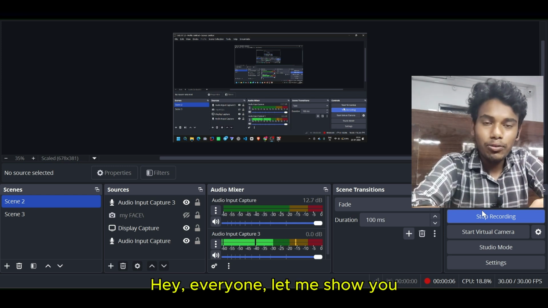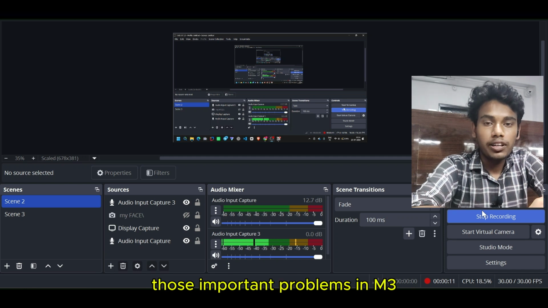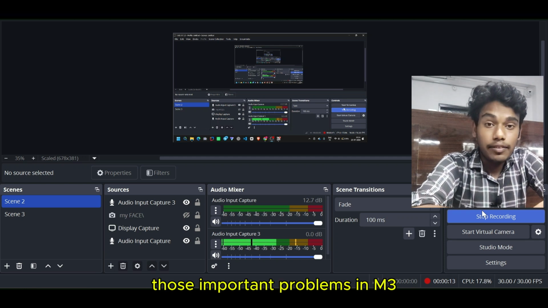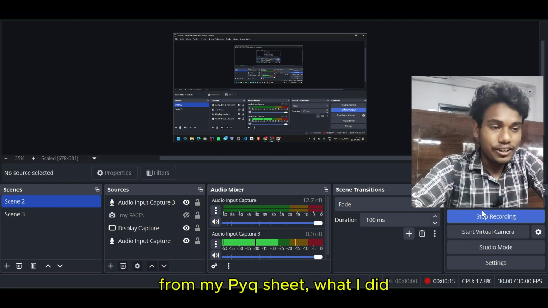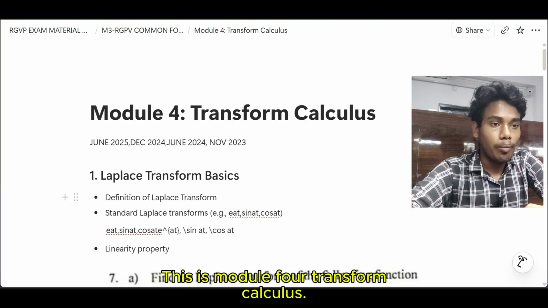Hey everyone, let me show you something very crazy today. So today I was solving some of those important PYQs problems in M3 from my PYQ sheet. What I did today, let's take an example. This is module 4, transform calculus.